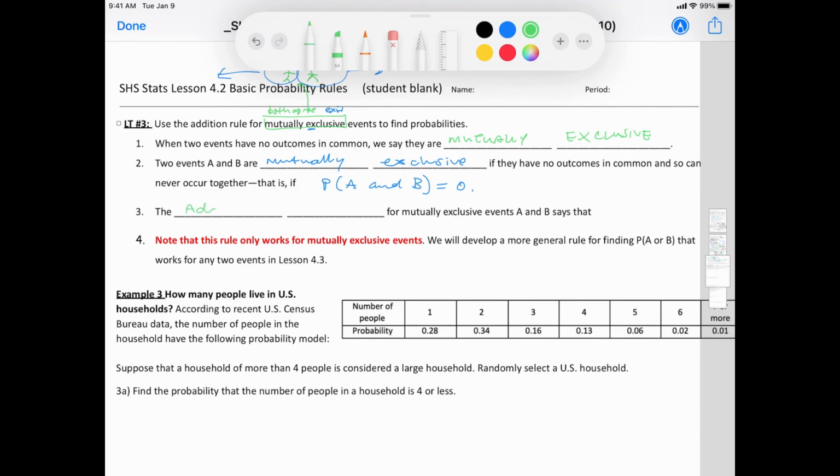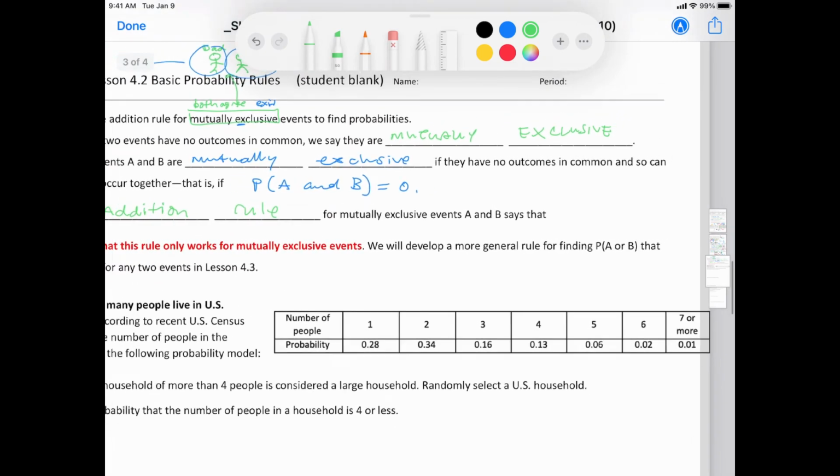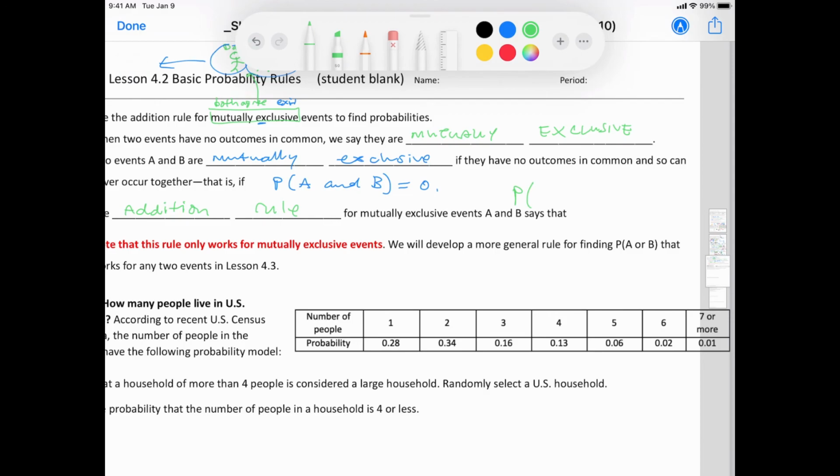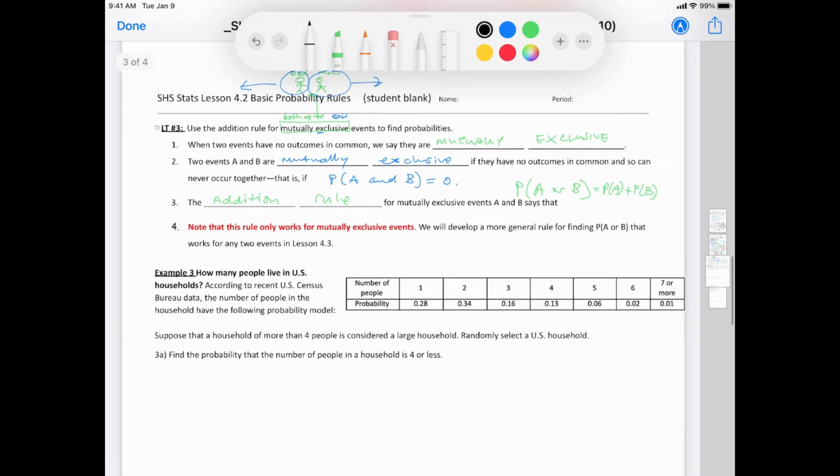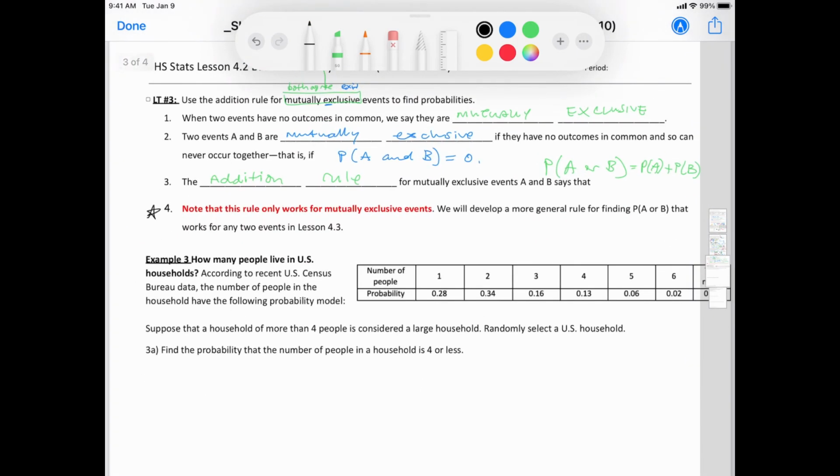The addition rule for mutually exclusive events A and B says that the probability of A or B is equal to the probability of A plus the probability of B. Note that this rule only works for mutually exclusive events, meaning they have nothing in common. They mutually agree to exit one another's lives.